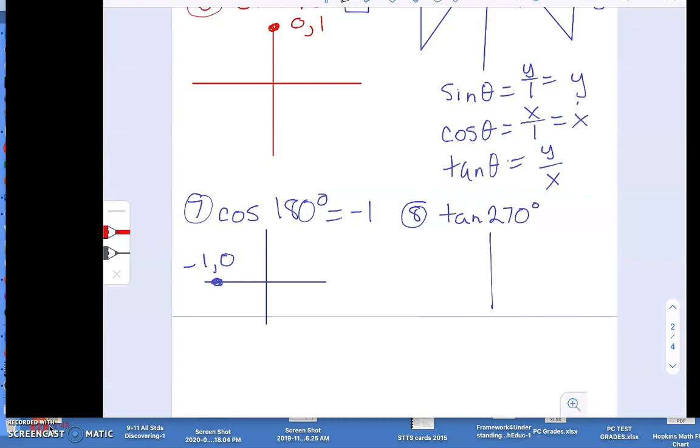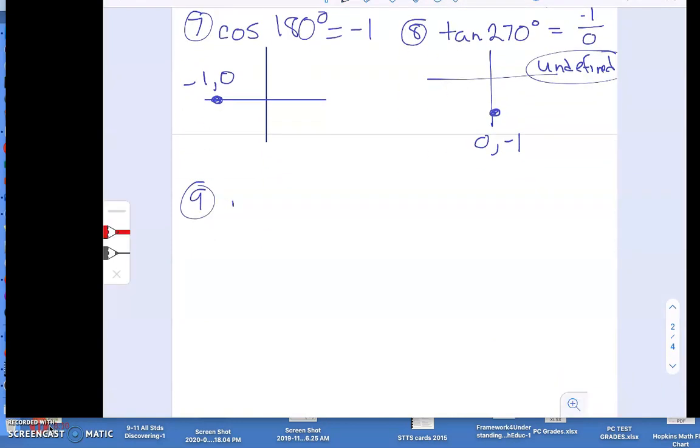And if I was to say find the tangent of 270 degrees, we could go 270, 0, negative 1 is our coordinate. So y over x, negative 1 over 0. Well, we can't divide by 0, so we'd say that that is undefined.